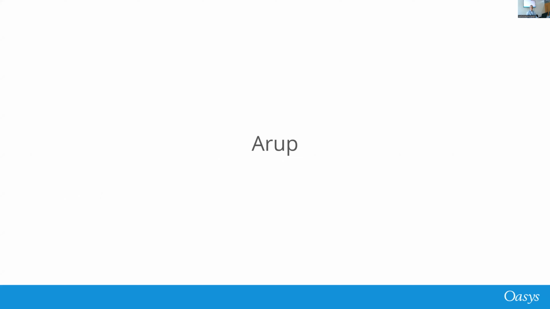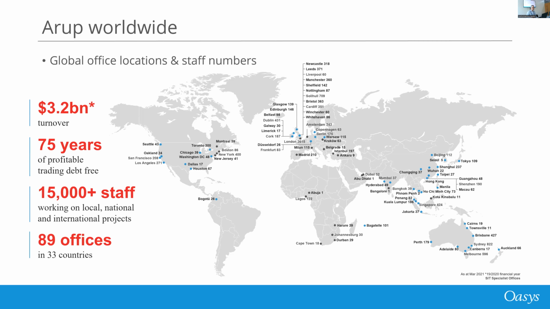So first off, just a quick note about Arup, which is our parent company. Arup is a global company with offices in over 33 countries. Arup's been in existence for over 75 years now and has more than 15,000 staff. So as you can see from the map there, our headquarters are in London, but we have a big presence globally.